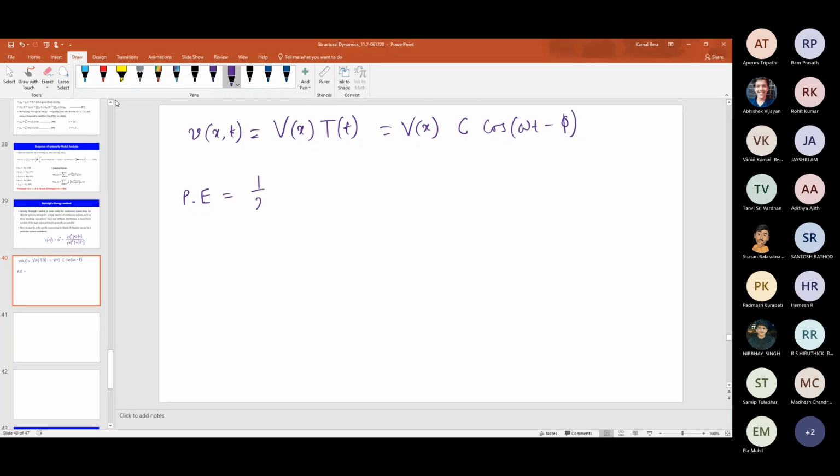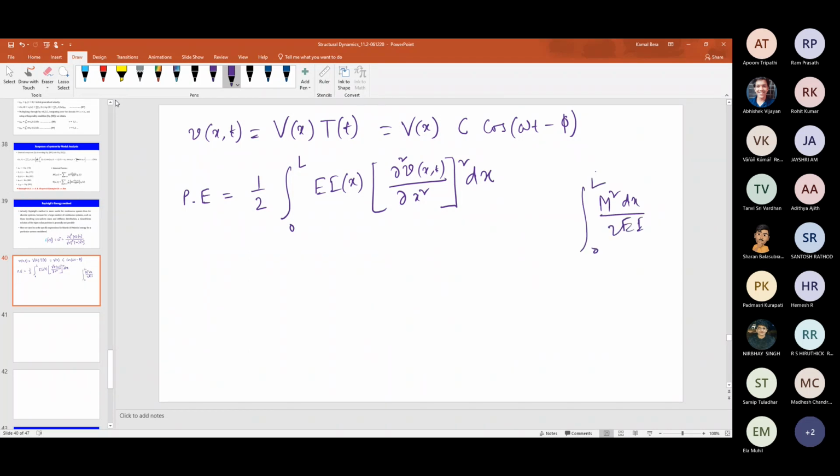Potential energy is half the integral from 0 to L due to beam bending, right? I hope you know it. I've discussed it a little earlier, I think. This is EI times the square of the second derivative of v with respect to x, dx. Remember the strain energy: the strain energy stored due to bending is the integral from 0 to L of M squared dx divided by 2EI. You can refer to your strength of materials or solid mechanics book, where you most probably learned it.